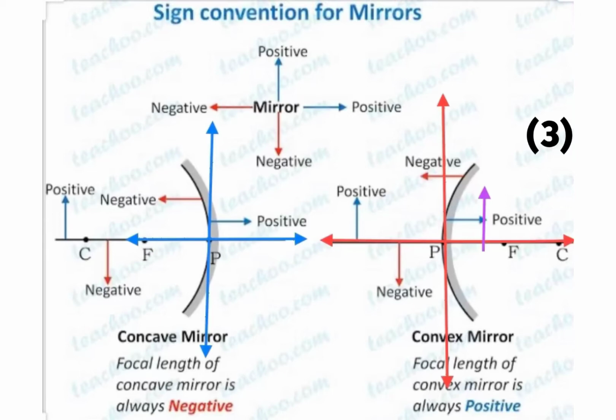Now let us see the third diagram. Here also I have drawn the Cartesian coordinate system in such a way that its origin coincides with the pole of the convex mirror. Now let us see the sign conventions for the convex mirror. Object is placed on the left hand side of the mirror, so the object distance will be negative, and height of the object will be positive as object is placed erect.